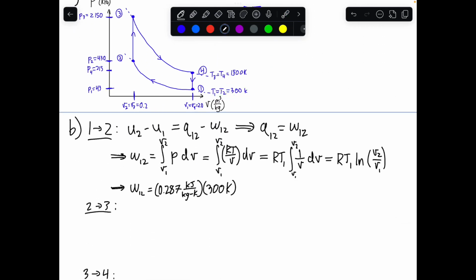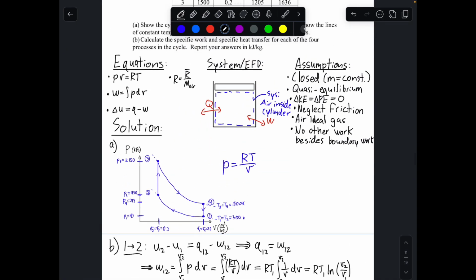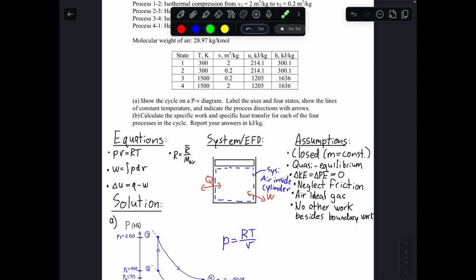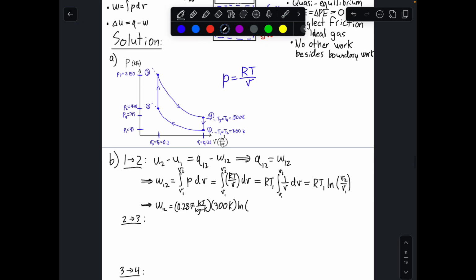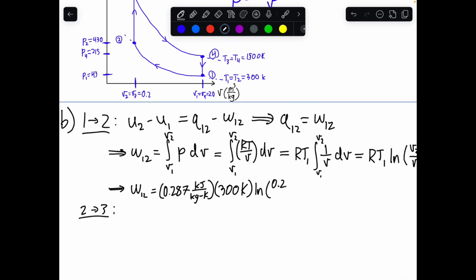And then this is going to be multiplied by the natural log of V2 over V1. So we can just get those from the table as well. V2 is 0.2 and V1 is 2. So the ratio of those, well, I'll just write them out, 0.2 over 2.0. And if you plug this into your calculator, you should get the total work should be equal to negative 198 kilojoules per kilogram, the specific work. So this is going to be our answer for work 1 to 2.